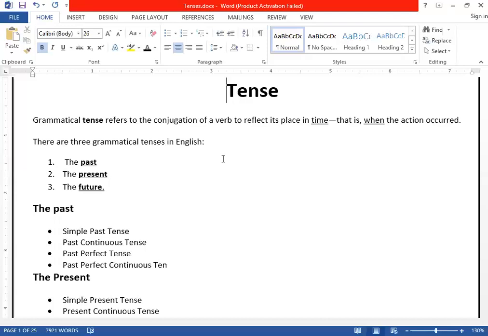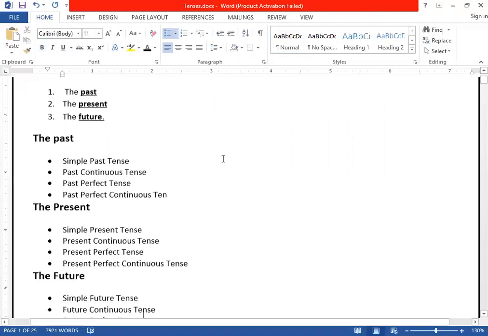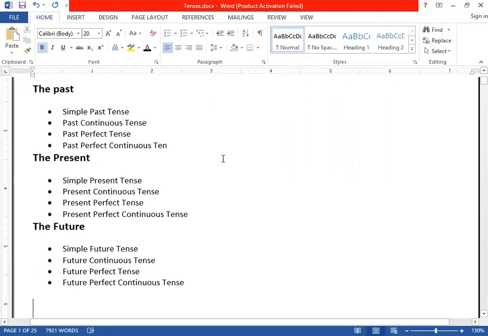Then we have three families. Number one, there is the past family. In the past family, we have four tenses. What are they? There is simple past tense, past continuous, past perfect tense, and past perfect continuous tense, clear? And then we have the present family, and in present we have simple present, the same thing.